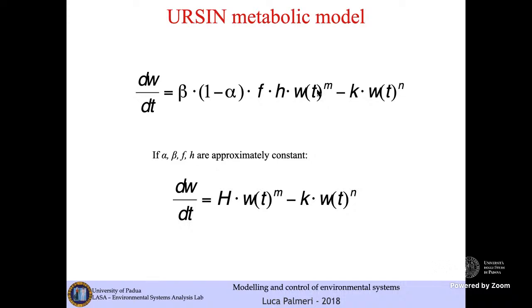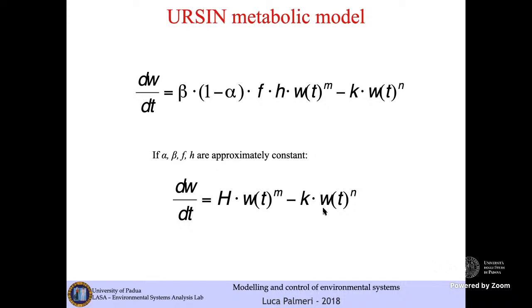And if we may assume that alpha, beta, f, and h are approximately constant, then we may rewrite this model by simply saying that the variation in time of the weight of the animal is equal to a constant h times the weight of the animal elevated to power n, minus a decreasing quantity that depends on another parameter k and depends again on a different power m of the weight of the animal itself. So this is also called the Ursin metabolic model.